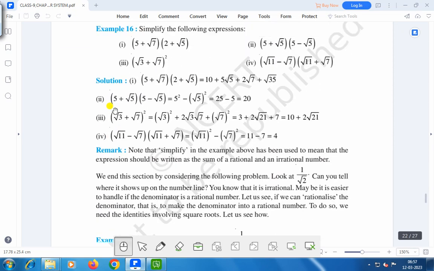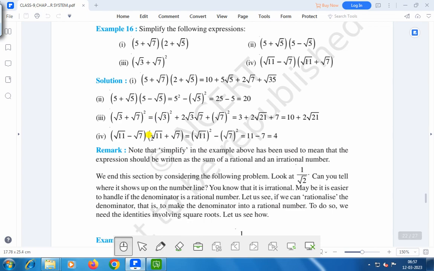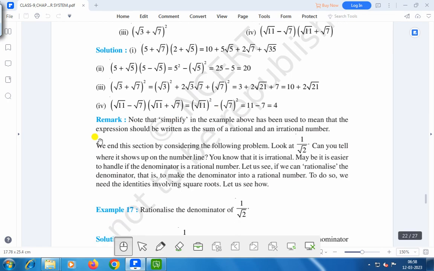Let us use the various identities here. Simplify the following cases: (5 plus root 7)(2 plus root 5). You multiply this out: 10 plus 5 root 5 plus 2 root 7 plus root 35. Next, (5 plus root 5)(5 minus root 5) is 5 square minus root 5 whole square, 25 minus 5, that is 20. (Root 3 plus root 7) whole square equals root 3 whole square plus 2 root 3 into root 7 plus root 7 whole square, which is 3 plus 2 root 21 plus 7, that is 10 plus 2 root 21. Root 11 minus root 7 into root 11 plus root 7 is root 11 whole square minus root 7 whole square, that is 11 minus 7, equal to 4.